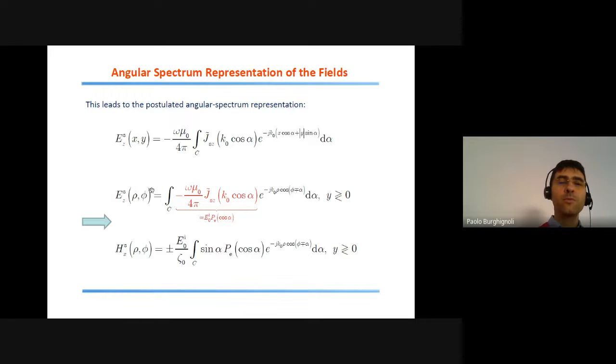And once we have this representation for the electric field, the Maxwell equations lead to the representation for the magnetic field that we discussed before. Okay, so this is to justify the angular spectrum representation of the field. This is our starting point.